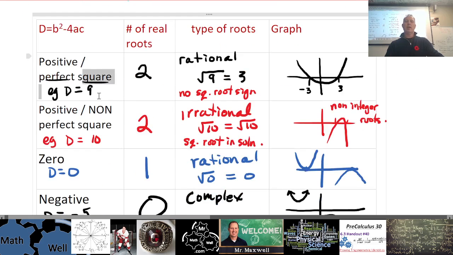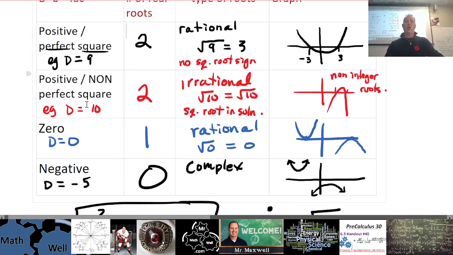Is it a perfect square? Okay, good. I know that there are two different solutions. Is it non-perfect square? Good. I know there are 2 irrational solutions. Is it 0? There's 1 solution. Is it negative? I don't even bother. There's no real answer. So there's no solution. So that's something that you can find out for sure whether there's an answer before you go through all the trouble of trying to find one, if that makes sense.